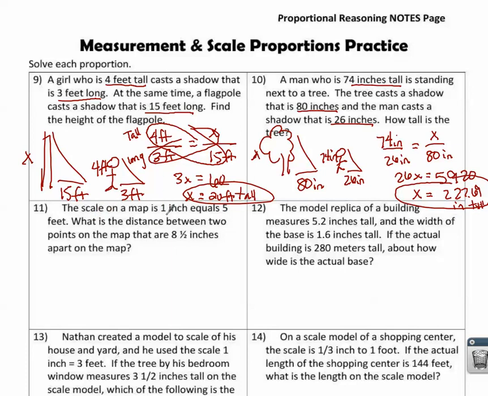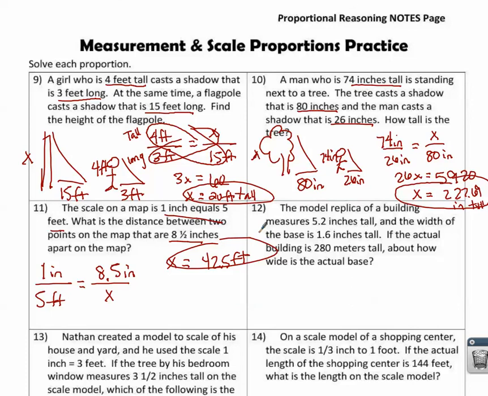A scale on a map is 1 inch equals 5 feet. So 1 inch equals 5 feet. The distance between the 2 points on the map are 8.5 inches apart on the map. Okay, so my inches goes in the numerator. When doing proportions, you can convert these to decimals. So 8.5 is going to be 8.5 inches over x feet. Do your butterfly method. 1 times x is x. 5 times 8.5 is going to give you 42.5 feet.